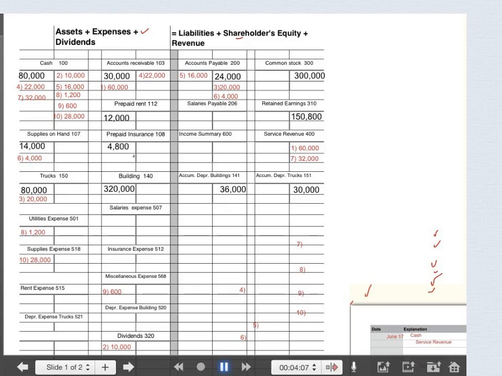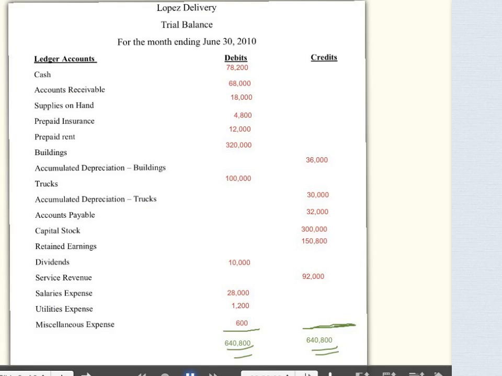We begin to summarize by adding up the debit side of cash and subtracting the credit side. Same with accounts receivable. On accounts payable, we add up the credit side and subtract the debit side. And what we're going to do is test to make sure that the accounts on the left-hand side, the debit balance accounts, total equals the credit balance accounts. And so we take a Lopez trial balance for the month ending June 30th.